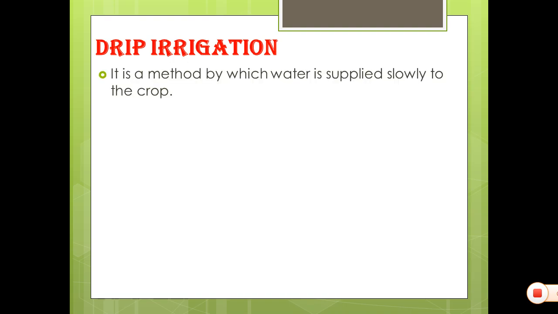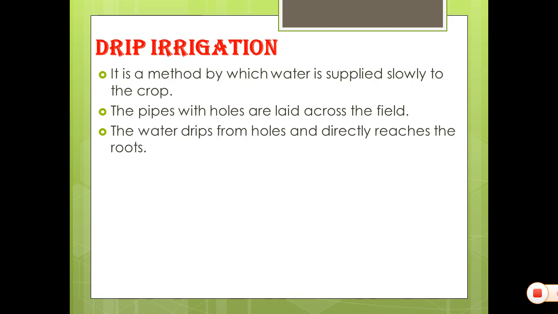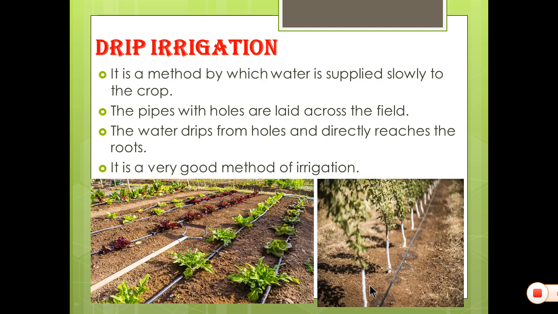Drip irrigation. In this method, water is supplied slowly to the crop. The pipes with holes are laid across the field. The water drips from the holes and directly reaches the root. It is a very good method of irrigation. We can see below the plant, every plant will get a specific amount of water directly from the pipe to the root. By using this method, the farmers are trying to manage the water in a wise manner. They can also save the water for the future by using drip irrigation.